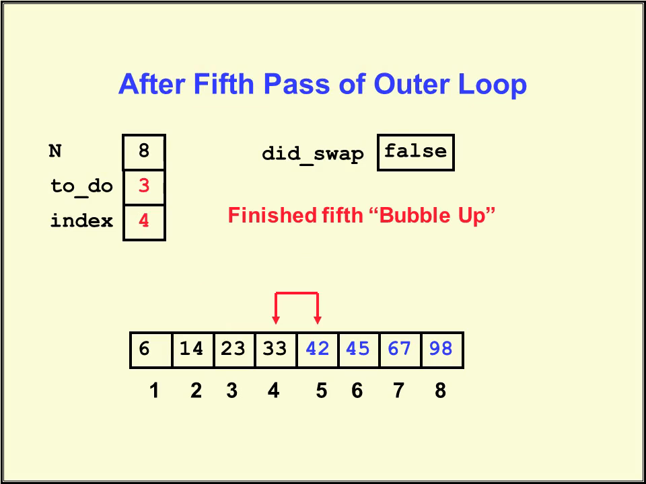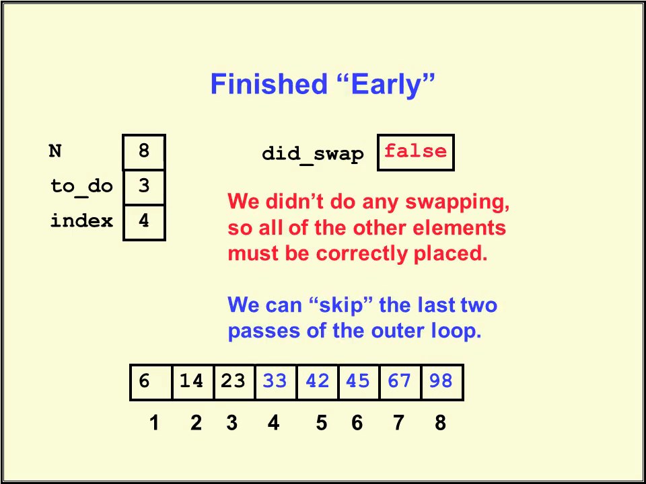After the completion of the fifth pass, the boolean value will be generated because in this pass no swapping occurred. In the fifth iteration, since no swapping occurred, we can skip the last 2 passes of the outer loop, because the boolean value will be generated when in any iteration no swapping occurs. This means we already have the sorted list that we want. So 6, 14, 23, 33, 42, 45, 67 and 98 are the elements of the sorted list.